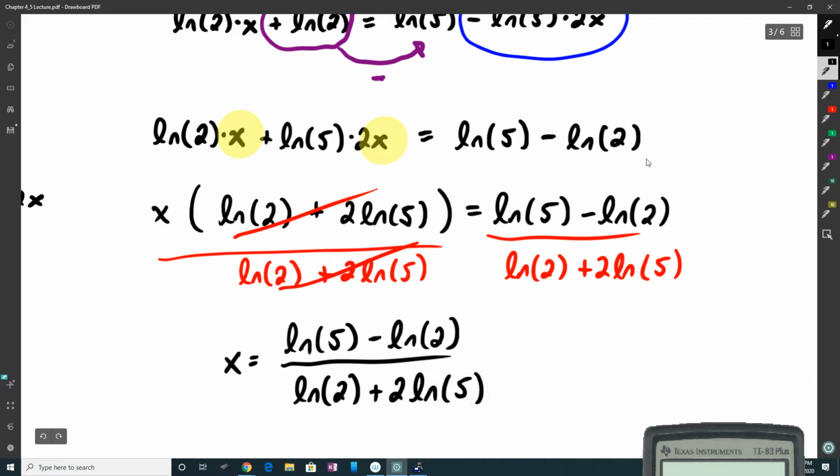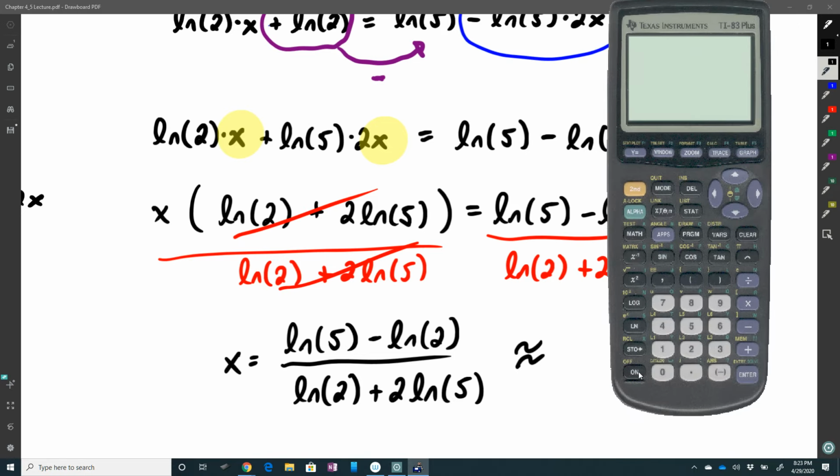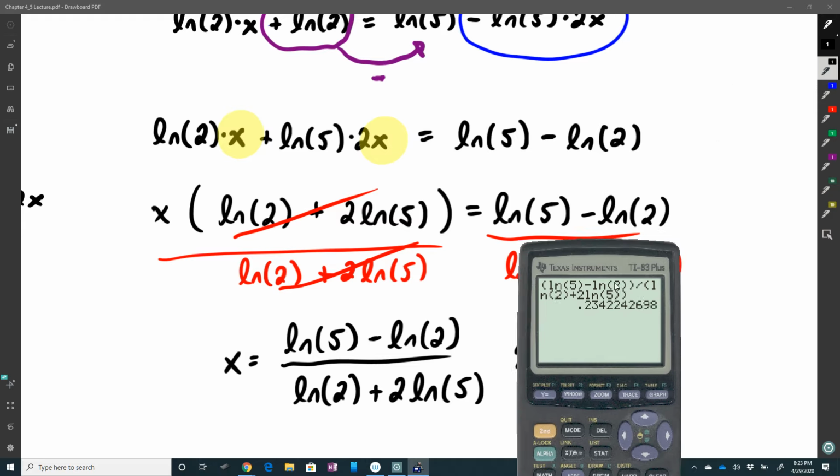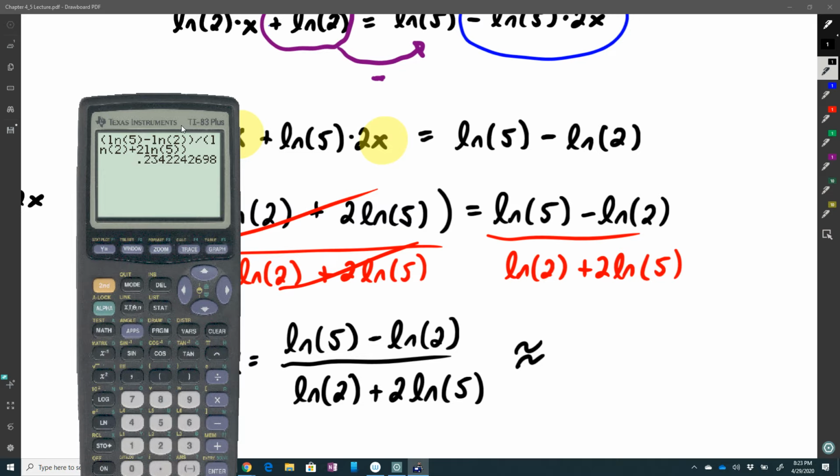ln of 5. Now, if you type that in your calculator, you have to be sure to type it in correctly. Your numerator has to be in parentheses. Close it. Close it. Divide it by, open it. Close it. Plus 2 ln of 5. Close it. And so this is about 0.2342.